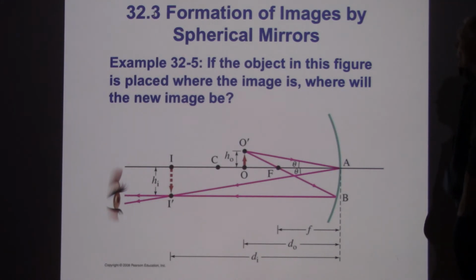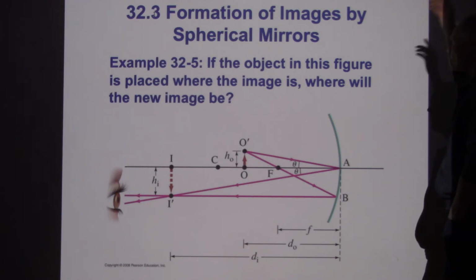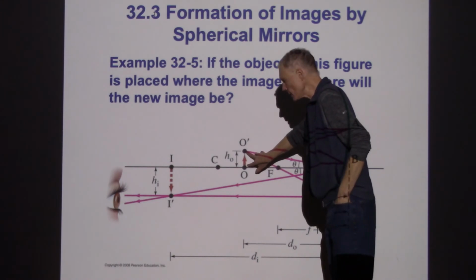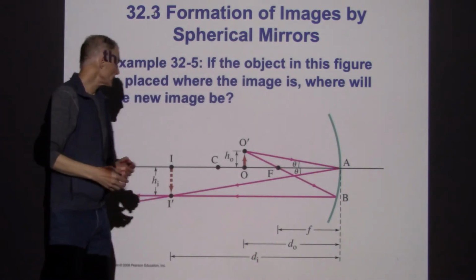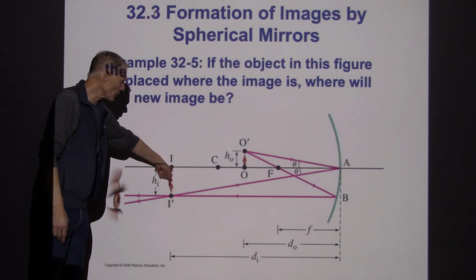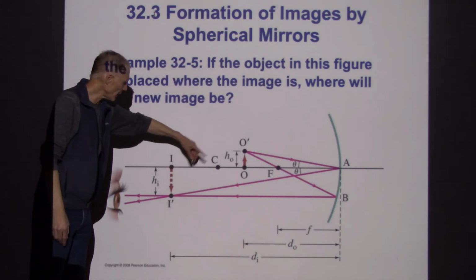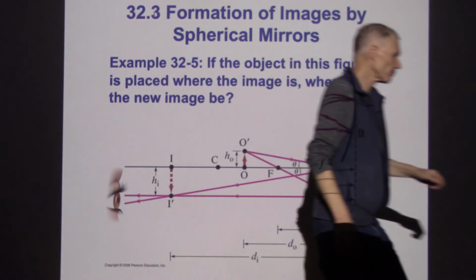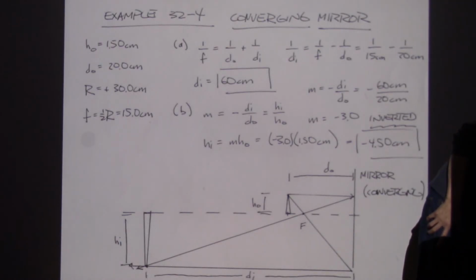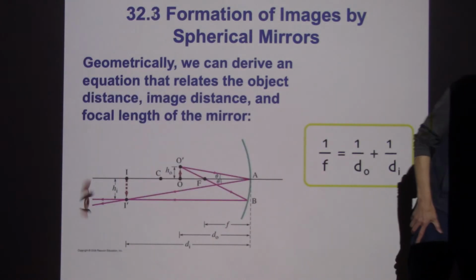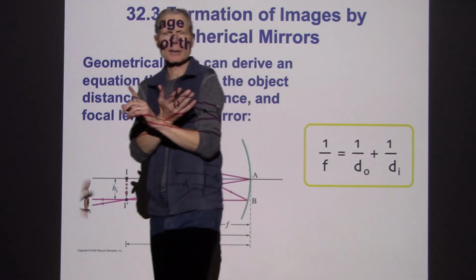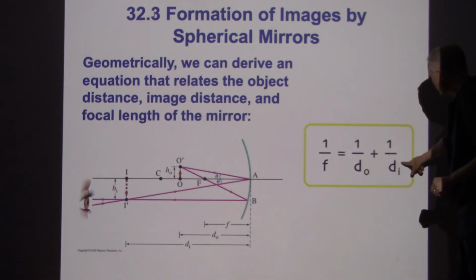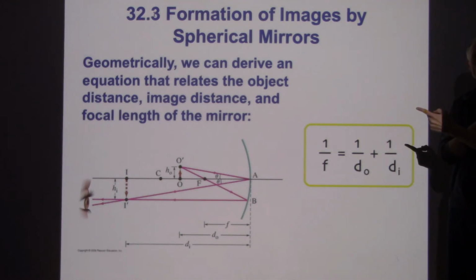So in this example, what they're really asking us about is what would happen if we took the object, which is currently located here, and we moved it to where the image is located. What would happen if we took the object and put it at the image location? Well, if we go back and look at these formulas that we have derived for this, notice that the formulas are symmetric. And by symmetric, what I mean is the object distance and the image distances are interchangeable.